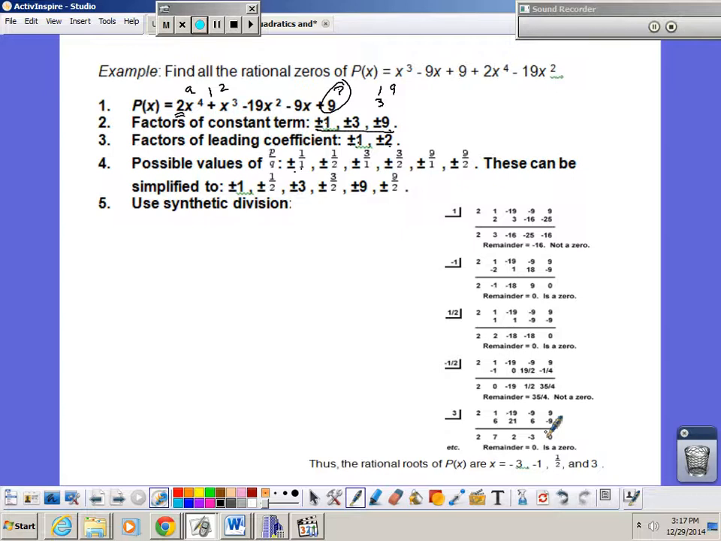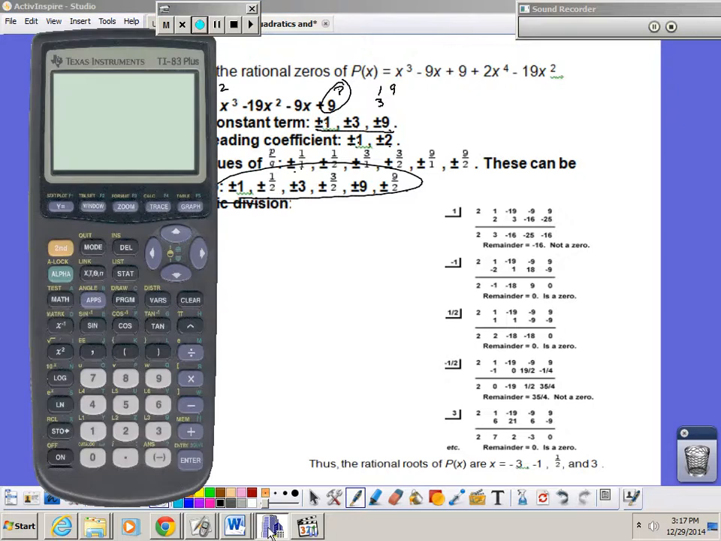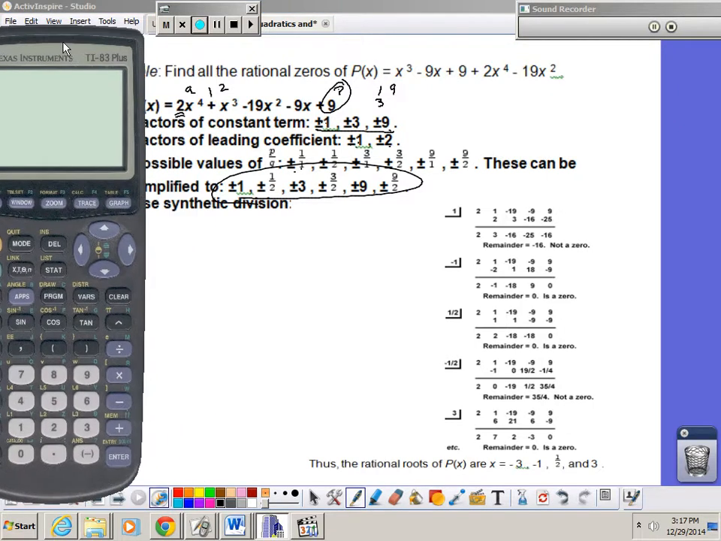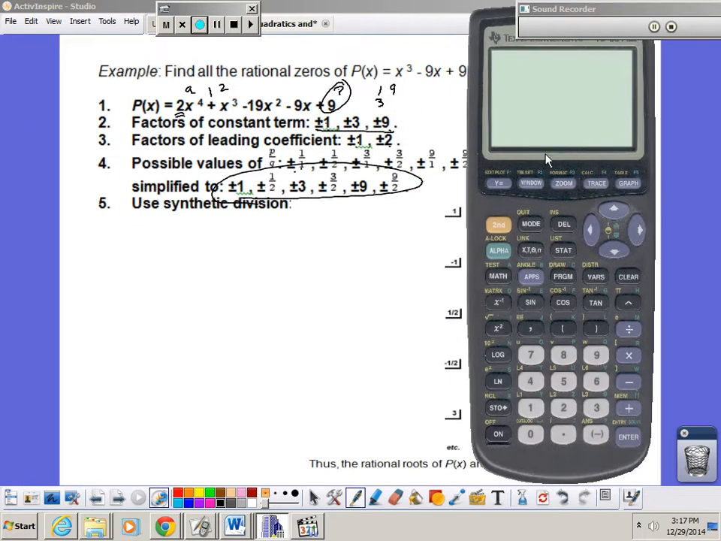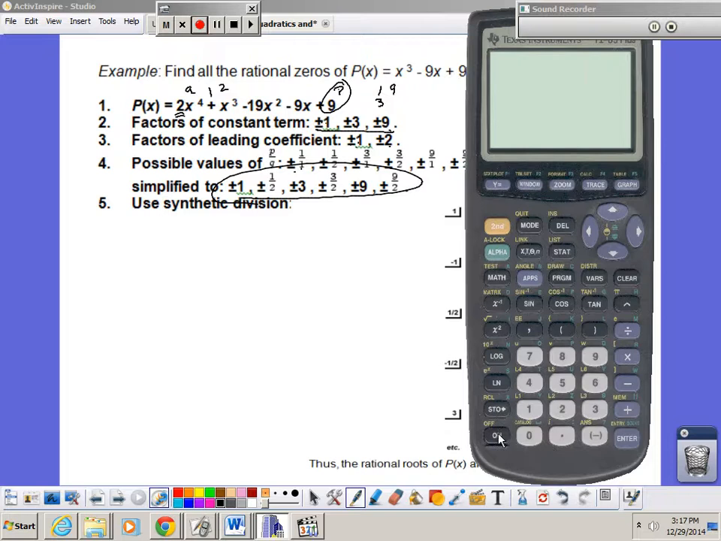First, I expect you to be able to find all the possibilities. Then second, I'm going to let you pick up your calculator and put in the equation: 2x to the 4th power plus x to the 3rd power minus 19x squared minus 9x plus 9. I'm going to let you go to the graph. And I had it on 0.5, so I'm going to change that.